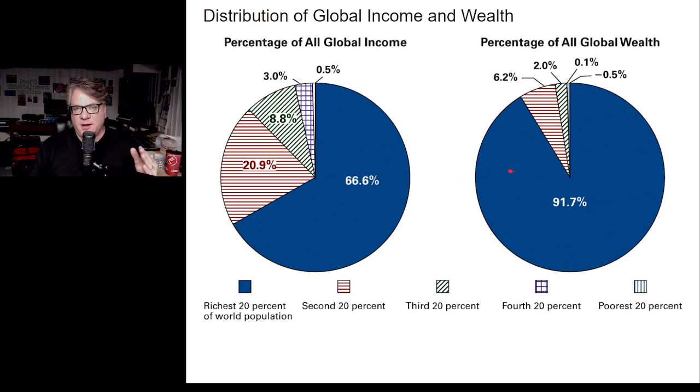And then over here, I want to draw attention, as I did before, to these really low numbers here. So we've got the richest 20% of the global population. This is the remaining 80%. And really, we're talking about 20, 40, 60% of the global population accounts for basically zero wealth.